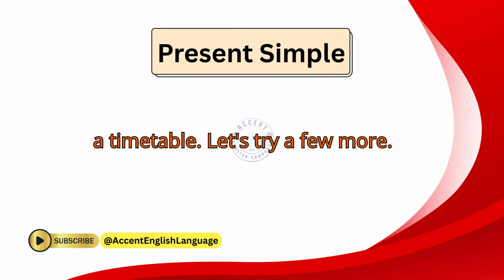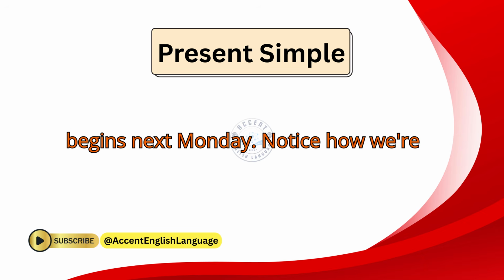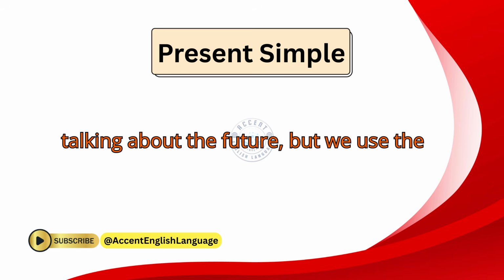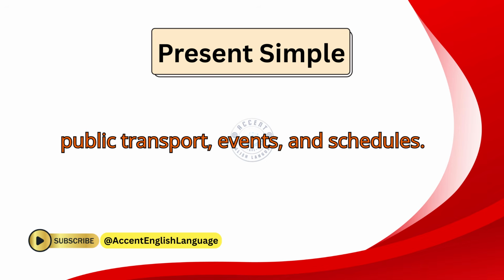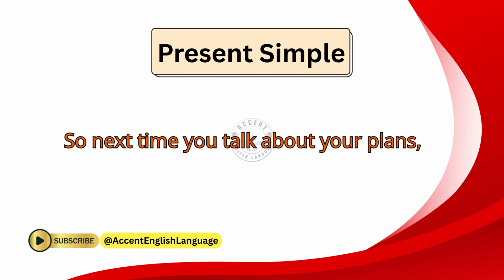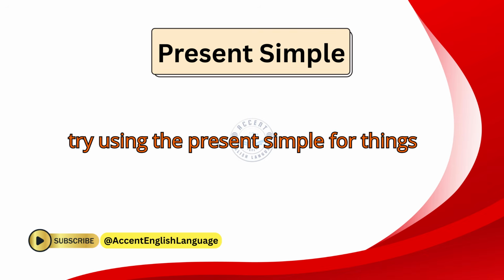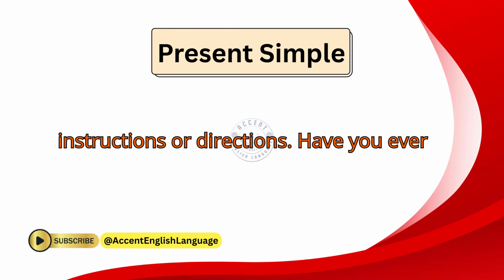Let's try a few more. The shop opens at 9 o'clock. Our class begins next Monday. Notice how we're talking about the future, but we use the present simple. This is very common with public transport, events, and schedules. So next time you talk about your plans, try using the present simple for things that are set by a timetable.